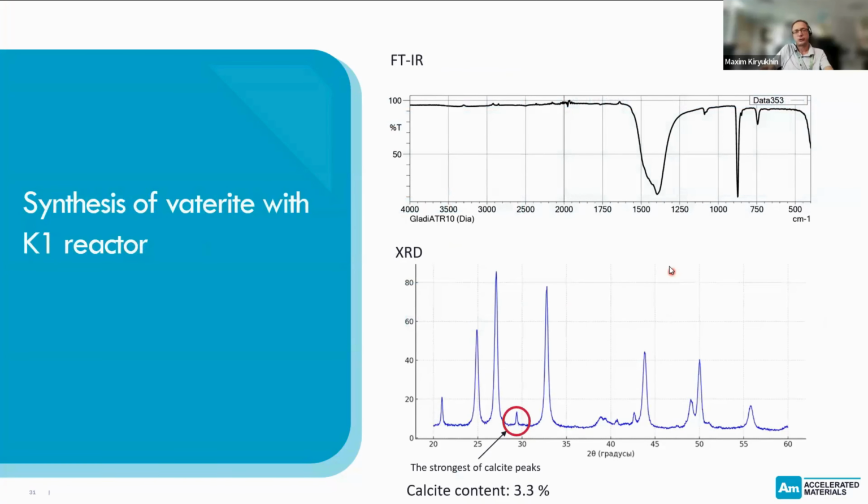And we produced a powder. Here you can see the FTIR spectrum and XRD pattern of the product, which is quite high quality vaterite. In FTIR, we couldn't detect any signals of calcite at all. All peaks belong to vaterite. In XRD, we could see a bit of the strongest calcite peak here at about 29 degrees, and the calcite content was calculated to be about 3%.